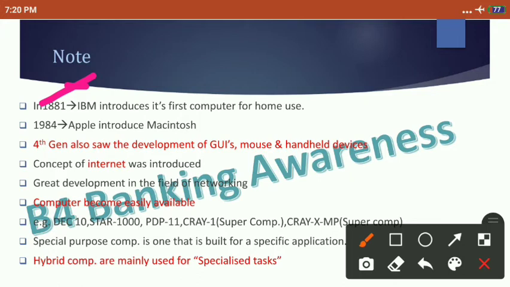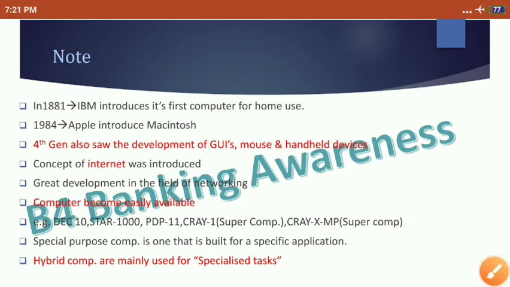In 1984, Apple introduced Macintosh. Fourth generation also saw the development of GUIs, that is graphical user interfaces, mouse and handheld devices. In fourth generation, concept of internet was introduced. There were great development in the field of networking in fourth generation. Computer became easily available in this generation too.